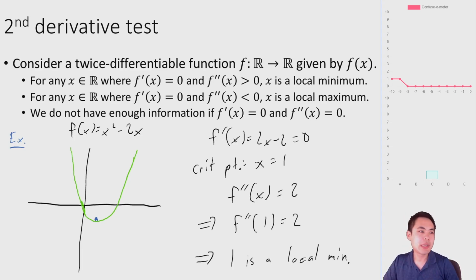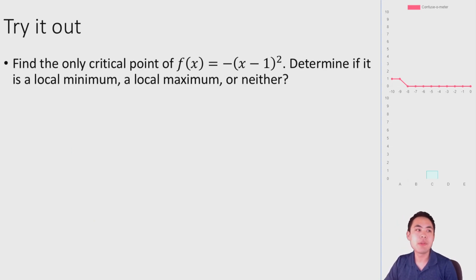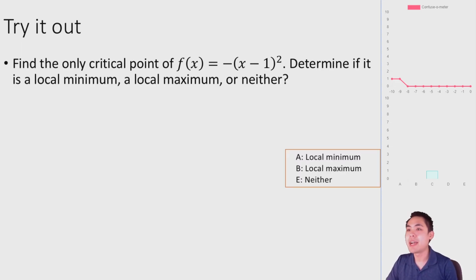Okay, so do we have any questions on that? Let's just make sure everyone's on the same page. I'm going to ask you guys to try it out. Given this particular function, I want you to tell me if it's a local minimum, a local maximum, or neither. So, f of x is equal to minus (x minus 1) squared. The key here is to use the first derivative to find the critical point, and then to use the second derivative to determine whether or not it's a local maximum or a local minimum, or if you don't know.